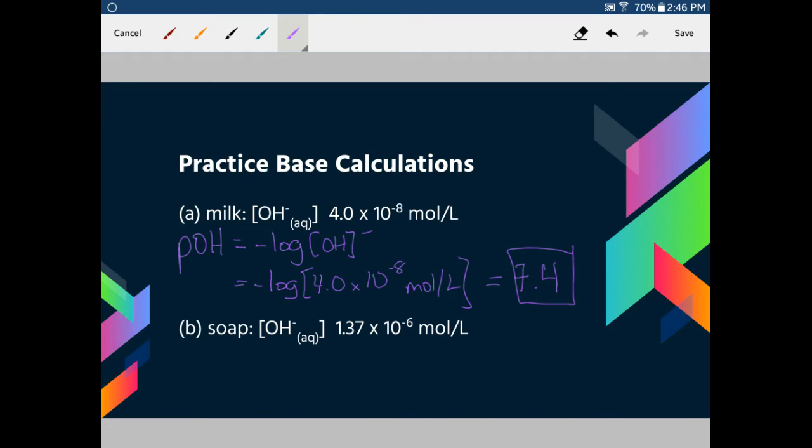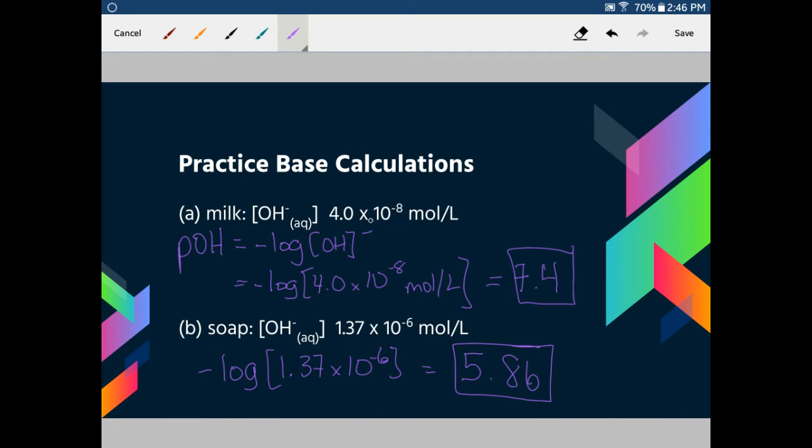And again, negative log of our hydroxide ion concentration, in this case 1.37 times 10 to the -6, gives us a pOH of 5.86.